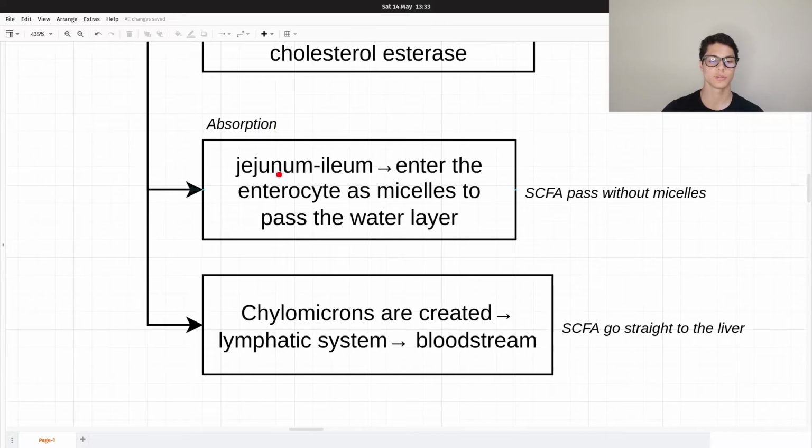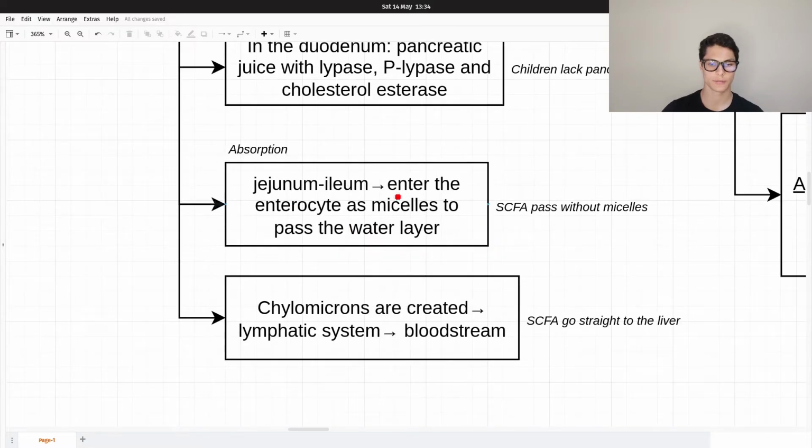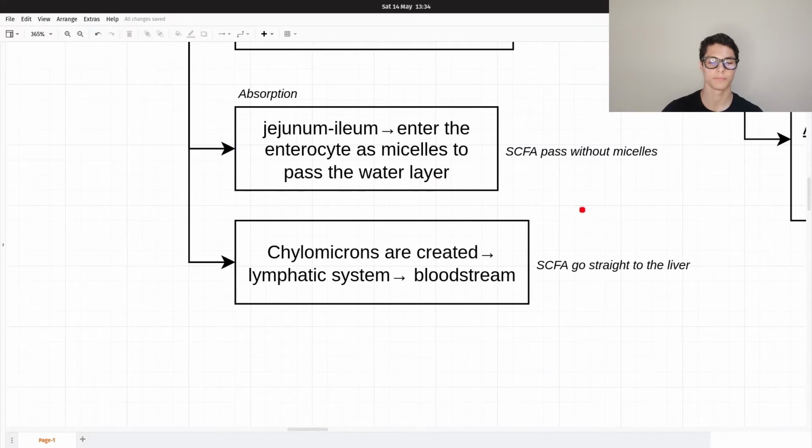Absorption: in the jejunum and ileum, fats enter the enterocyte as micelles to pass the water layer. I talked about this in the first video, the introduction video, that the absorption of fats needs micelles because there is a water layer before the enterocytes, and they have to get into the enterocytes as micelles. But short-chain fatty acids pass without micelles. They do not require micelles to pass the water layer.